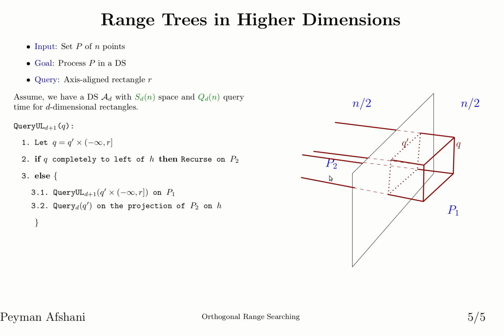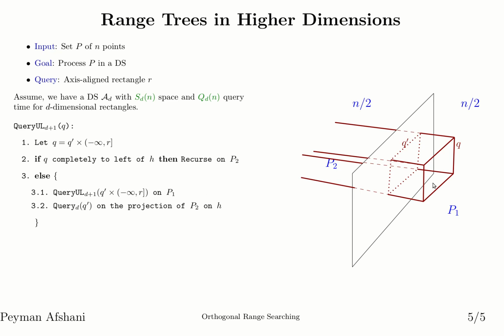Observe that this query cannot be completely to the right of this dividing hyperplane, because it goes to minus infinity on this side. So the other case is when the query intersects the hyperplane. In this case, I could write the query as Q prime times the interval minus infinity up to R.